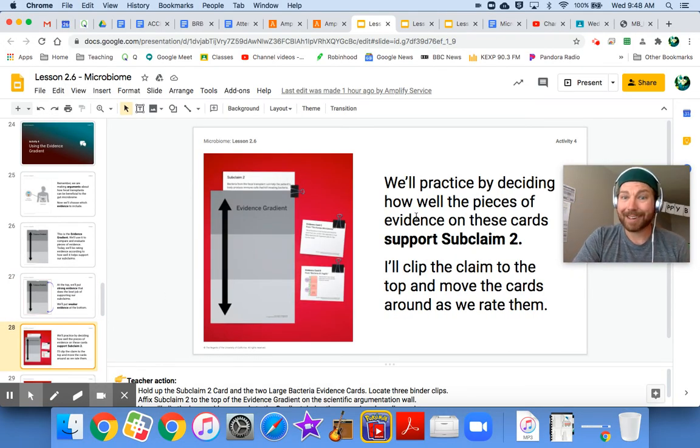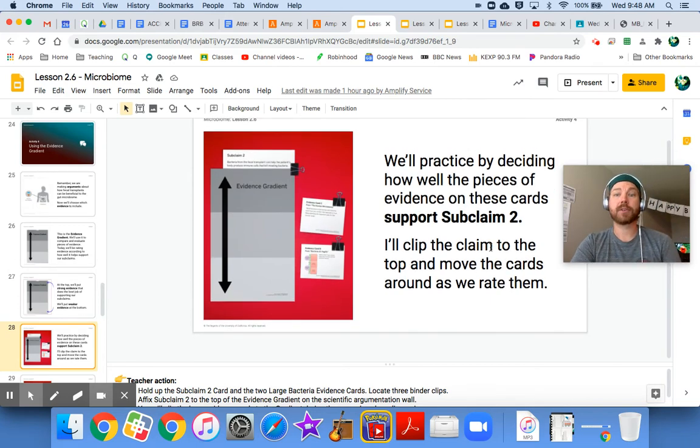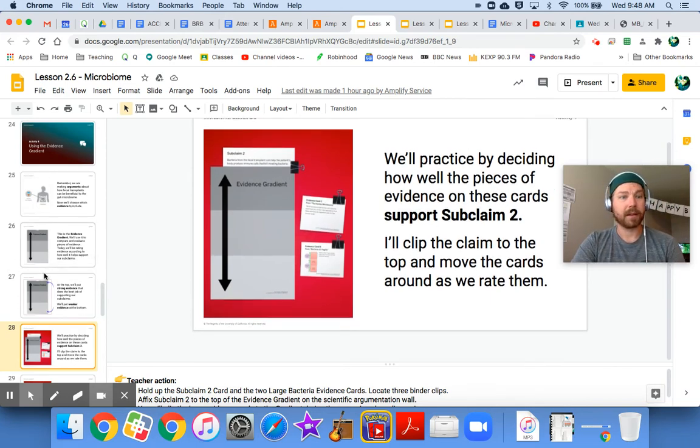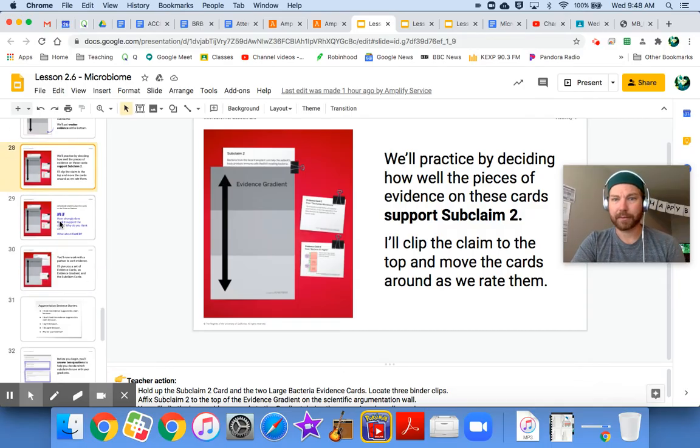So we'll be practicing by deciding how well a piece of evidence of these 2 cards supports subclaim 2. I don't have clips. The cards aren't here in front of you.